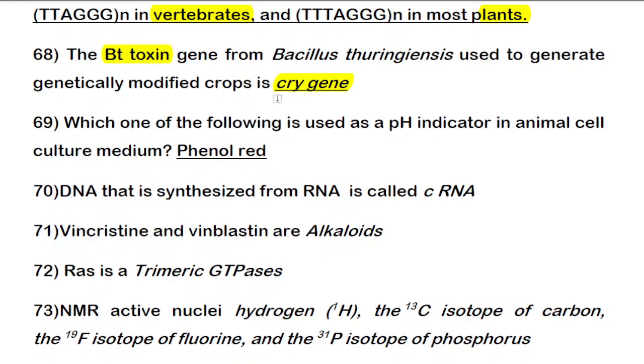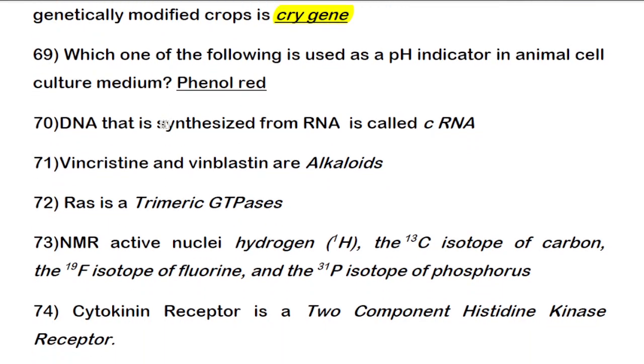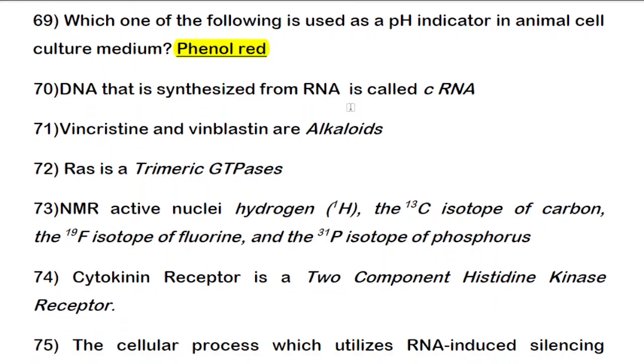I know many of you know the answer to this particular question. Let me tell you, Bt toxin is a delta toxin. It is not alpha or beta. So kindly pay enough attention while studying transgenic crops, students. Okay. Which one of the following is used as a pH indicator in animal cell culture? The correct answer is phenol red. In animal cell culture, they use phenol red as a pH indicator.